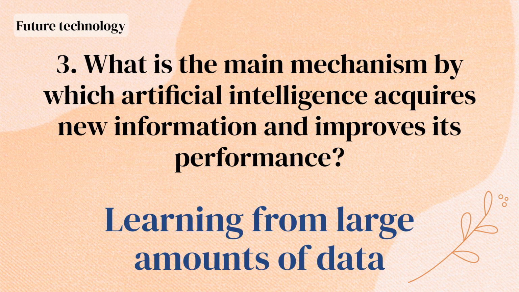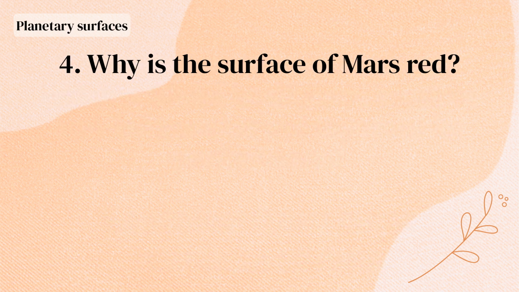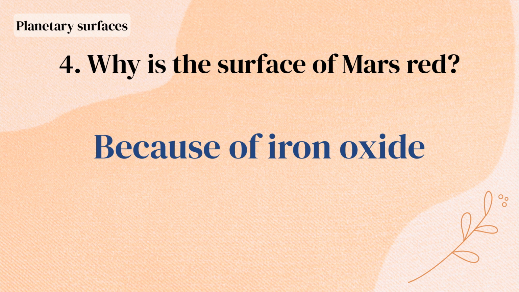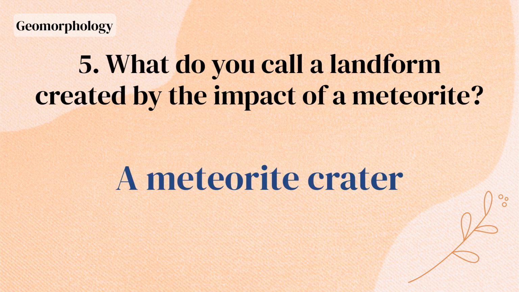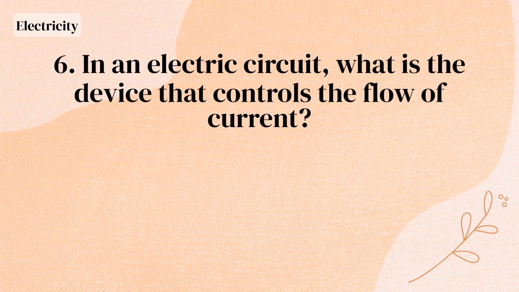Learning from large amounts of data. Why is the surface of Mars red? Because of iron oxide. What do you call a landform created by the impact of a meteorite? A meteorite crater. In an electric circuit, what is the device that controls the flow of current?